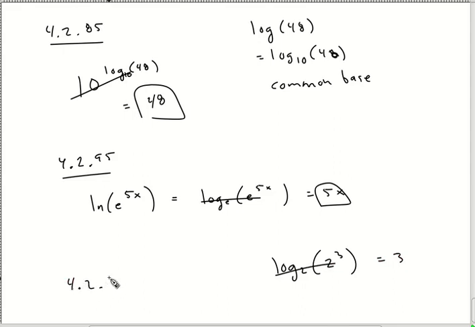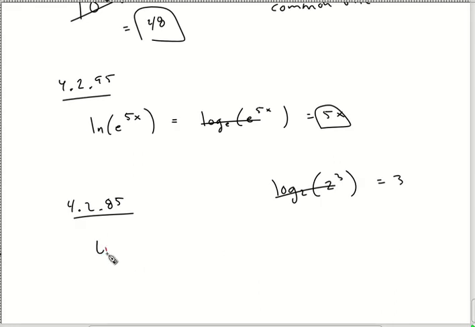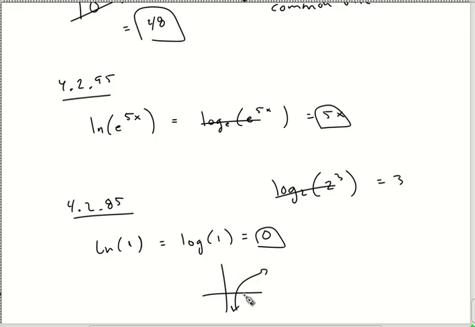Okay, so here's one more. 285. It says find ln of 1. Again, that's log of 1. It's all the same in this particular case. I would say go to the calculator, and it's just a 0. You can also see graphs of this right here. You're like, hey, what's going on at x equals 1?